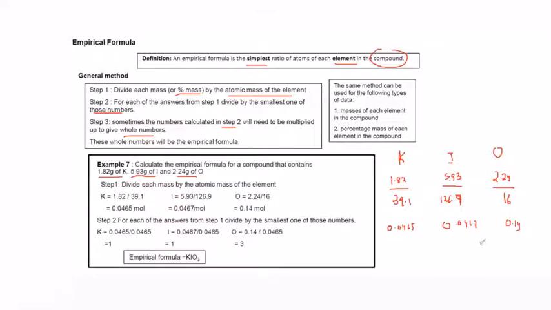Then you want the simplest ratio, so you will divide by the smallest value in the combination. The smallest value is 0.046. When you divide and convert them into whole numbers, that will be 1, 1, and 3. So what is the empirical formula of this compound? It is KIO3, potassium iodate. Is it clear how to find the empirical formula of a compound? Any doubt in this?